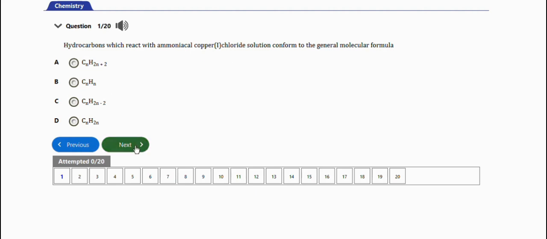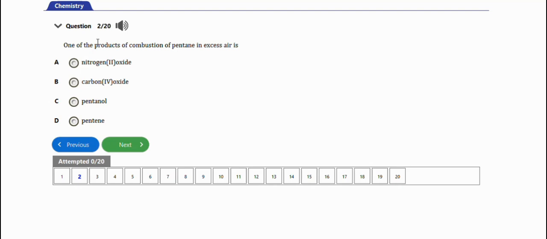The next question will be this one. It says one of the products of combustion of pentane is, so the right answer will be option B, carbon dioxide. Very important.